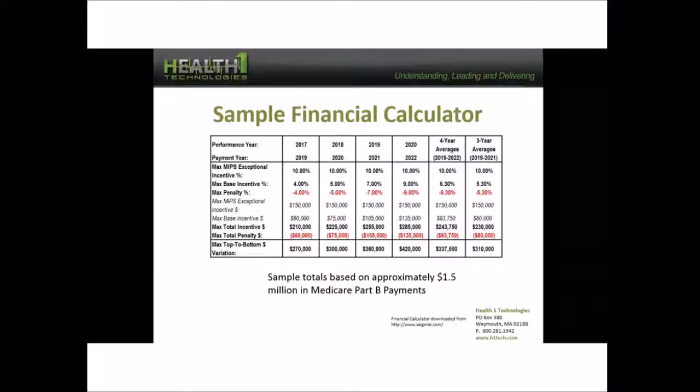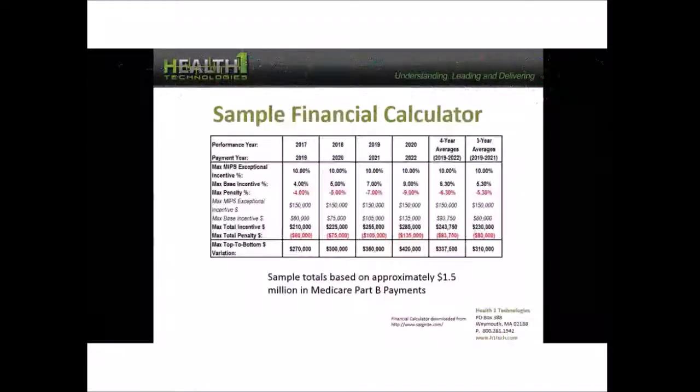And if they do nothing and they get that penalty, they're going to have $60,000 at stake. And you can see that number just continues to go up over the course of the years, all the way up until the year of 2020, or 2022 will be the actual payment year, where we get to a 9% incentive and penalty.